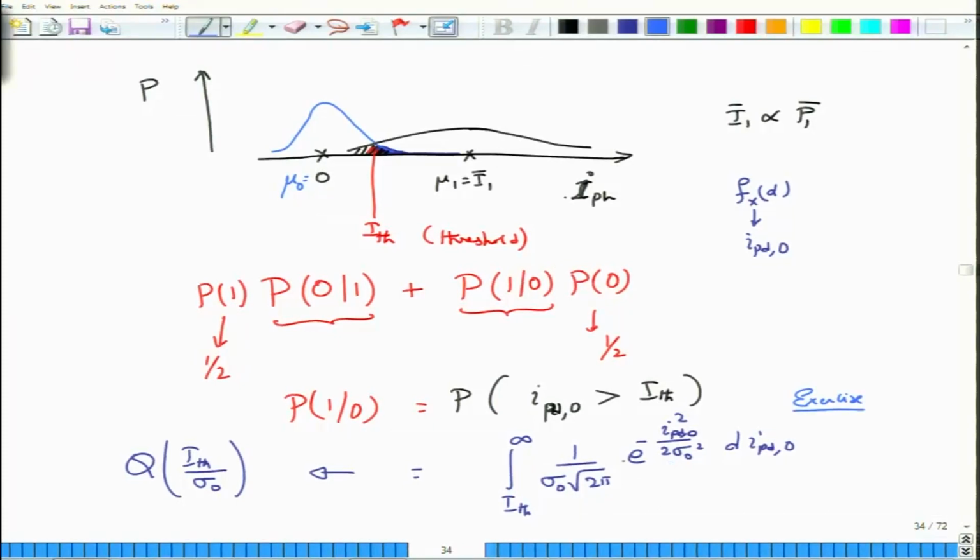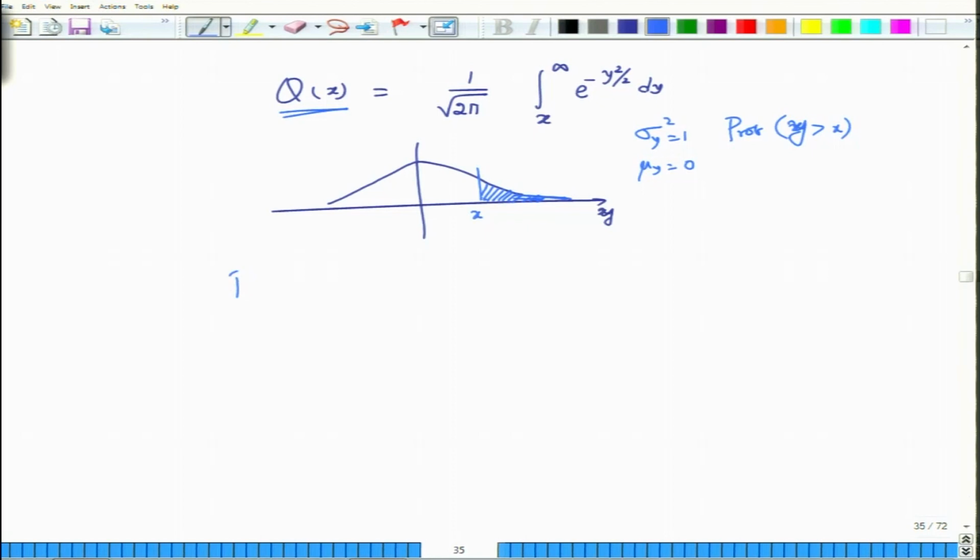Okay. So you can use this exercise and then show that this will be given by Q of ITH by sigma 0. Okay. Similarly, you can show that P of 0 1 is given by Q of I1 minus ITH, okay, because I1 is the mean value that you are anyway going to get, divided by sigma 1. Okay. I1 being the photocurrent that you have received, or the average photocurrent that you have received when you have transmitted a bit 1.